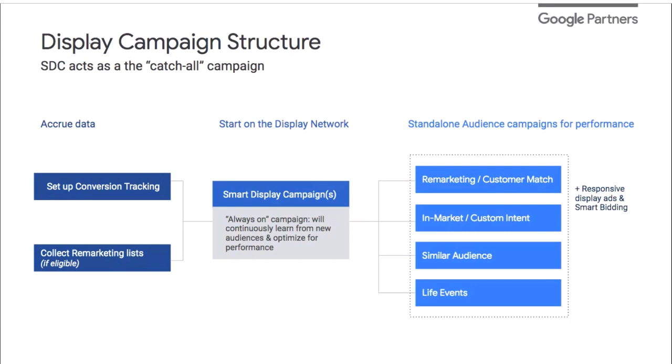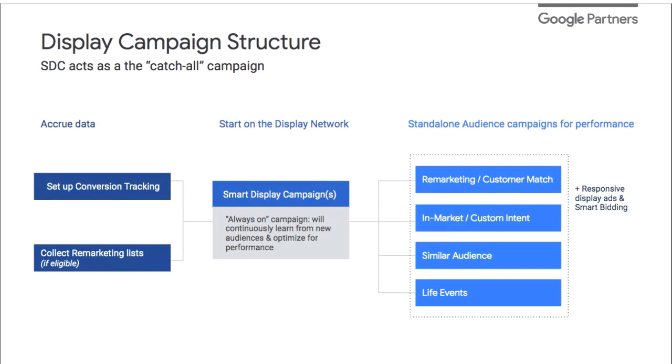So now, where should smart display fit in your overall display strategy? So it should be your catch-all, your always-on conversion driver for display. So first of all, you start with setting up your conversion tracking and collecting your remarketing list if that's applicable. And then your catch-all beginner place is smart display. You can then move on to adding standalone display campaigns where you've got a specific audience that you want to reach with a specific message, or you've got a seasonal or promotional campaign. Please bear in mind that if you do set up those campaigns, you do need to add the elements of responsive display ads and smart bidding there as well to ensure it's driving performance.